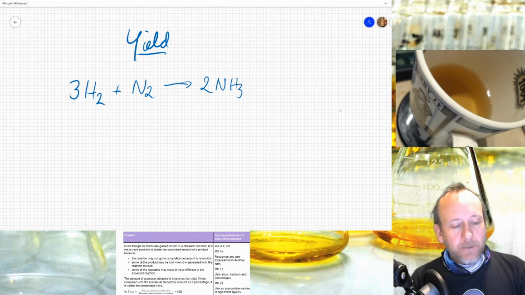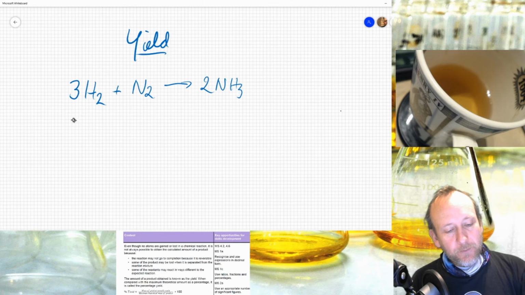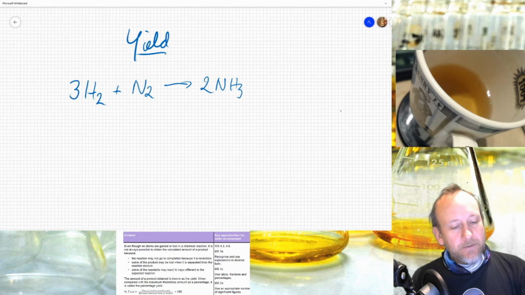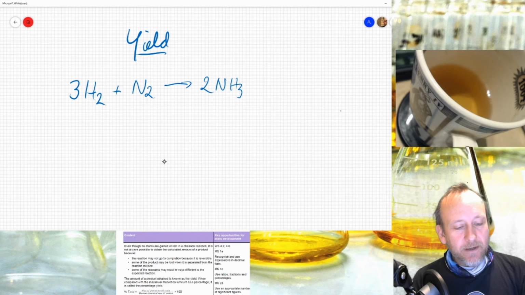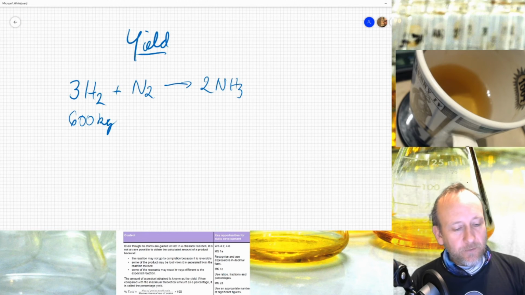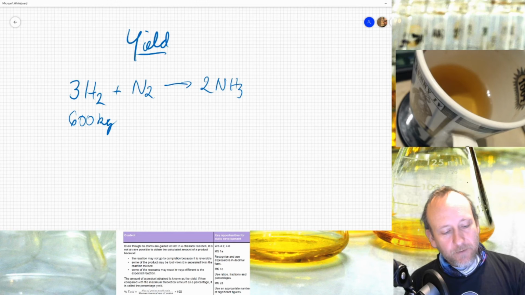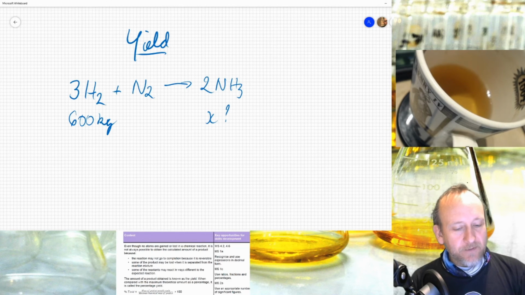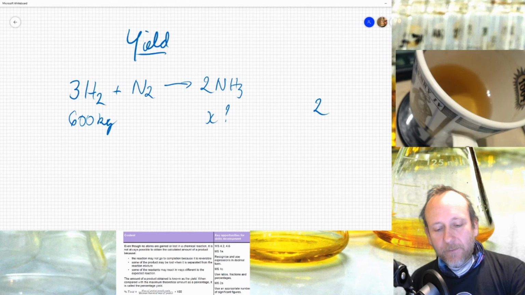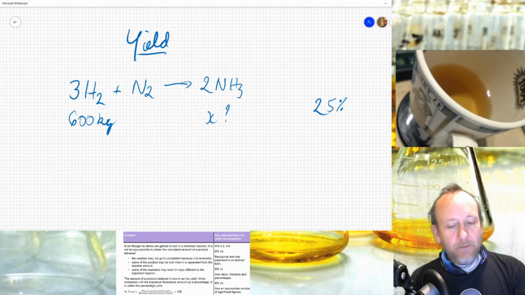So let's say you have a system whereby the hydrogen is actually what costs the money in this process, and the ammonia is what you want. Nitrogen is not very expensive because 80% of the air is nitrogen. Okay, so if we have 600 kilograms of hydrogen, then how much ammonia can I make at maximum? And then we're going to say that a typical yield is something like 25% at the temperature and pressure that we're using. And then we'll see how much we're actually expecting to get out of this.